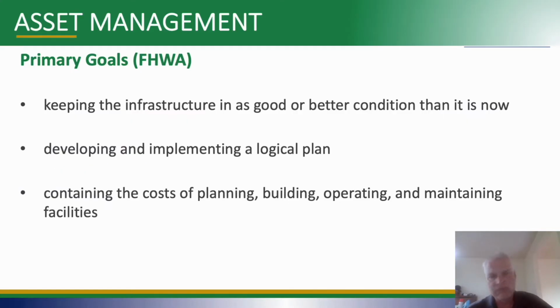A couple definitions and terms to get things started when we talk about asset management. What do we mean by lowest life cycle cost? And how does preservation fit into all of that? According to FHWA, the primary goals of asset management are keeping the infrastructure in as good or better condition than it is now, developing and implementing a logical plan for how you're going to maintain the infrastructure to the condition that it's at now or improve it, and then containing the cost over the life of the facilities.